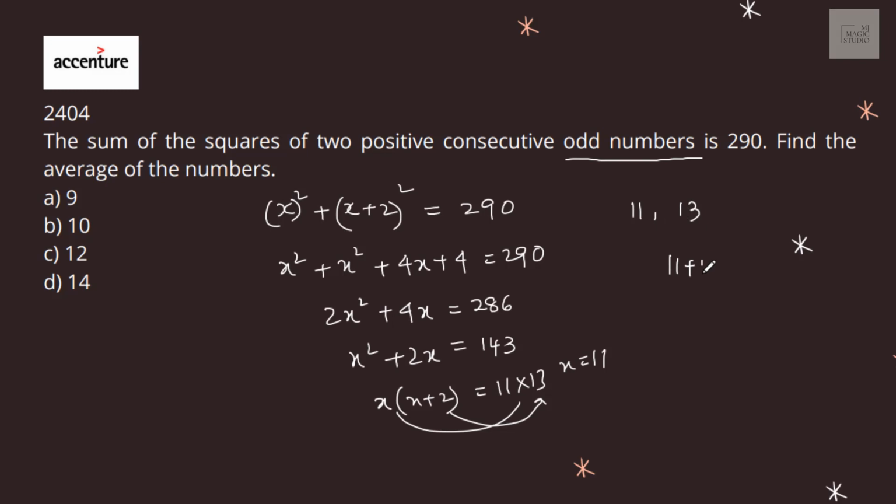Find the average of the two numbers. 11 plus 13 is 24. For average, divide by 2. The average of the two numbers is 12. That is option C.